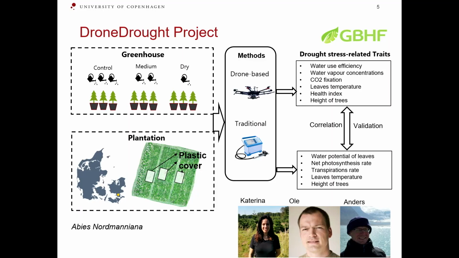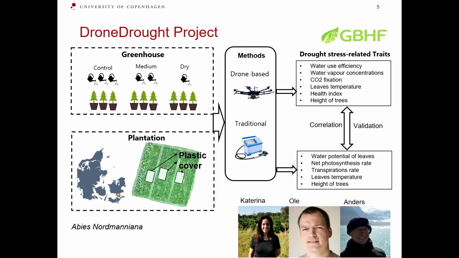With this background, I'm going to talk about the drone drought project. It's a small project, mainly trying to evaluate the potential of this method. There are two parts. One is in the greenhouse, on small potted trees, a very controlled study. The other part is in the field, in a forest plantation, where we still artificially create drought by putting plastic cover over some selected plots. In both studies, we used the drone method and the traditional method to do the phenotyping, and we get different traits related to drought stress. We are hoping to find a correlation between the two methods.